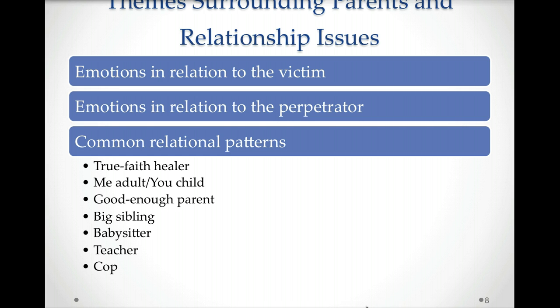Brims also included discussion of 6 relational patterns that were originally named by Paul Adams in 1982. These are the true faith healer, meaning I have the one and only answer to all of your problems. The me, adult, you, child pattern, meaning the child is automatically disadvantaged in the relationship because of their lesser status. The good enough parent countertransference, meaning that I will parent you since your parents haven't. The big sibling countertransference, meaning I will avoid any of the real issues and just provide guidance.